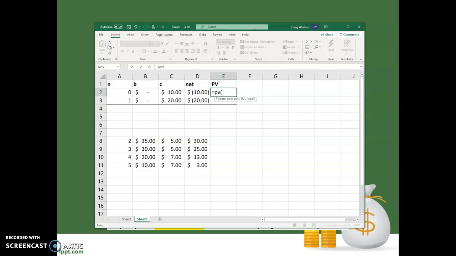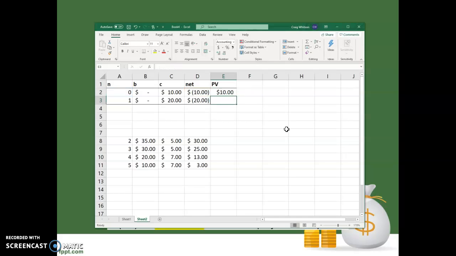Of, let's see, what was the rate? The problem statement said the rate was 7%. So I'm going to calculate the present value at a 7% rate. The n per is just the value from the n column, and the future value is equal to the net cash flow.